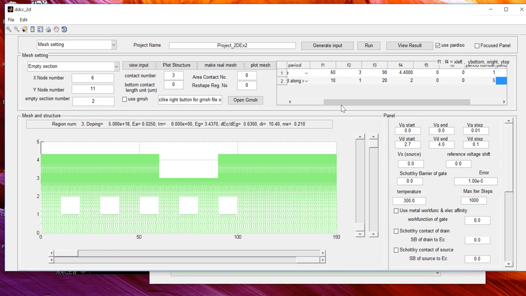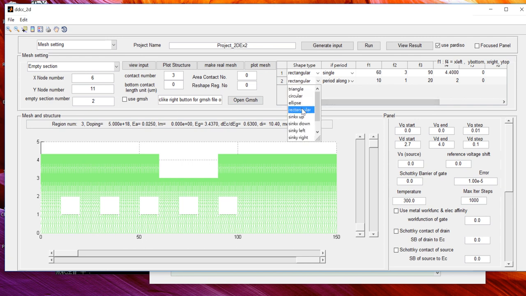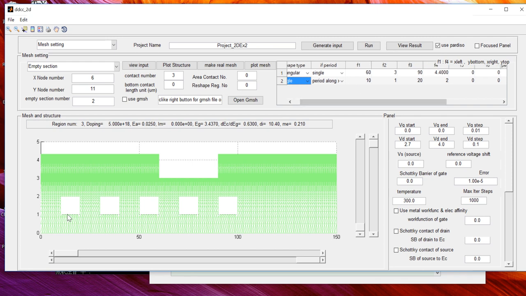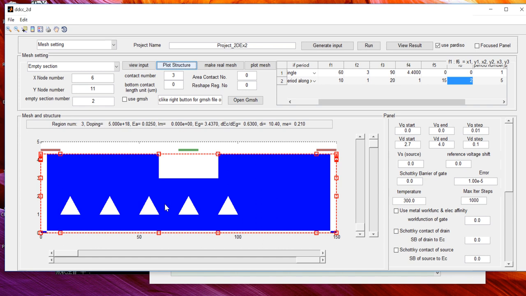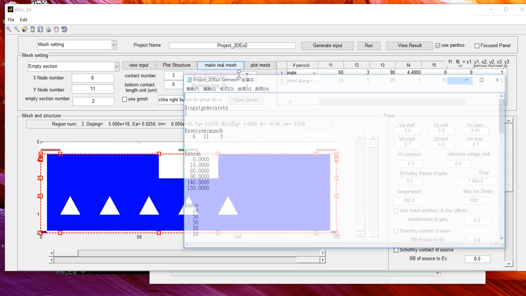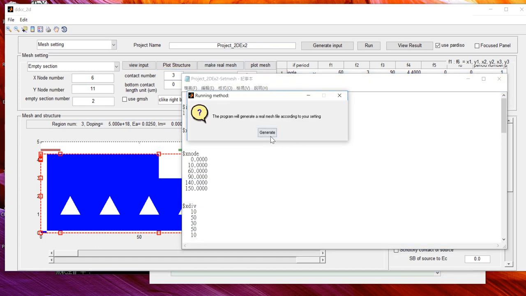So you can make any special structure you like, but sometimes you'll get problems. For example, if I give you an empty section, I tell you this is a triangle. Triangle we need 3 points, so we say 10, 10, 1, and 21, and 15, 2. Okay, if you plot the structure, it's like this. But if you make a real mesh, it's not good.